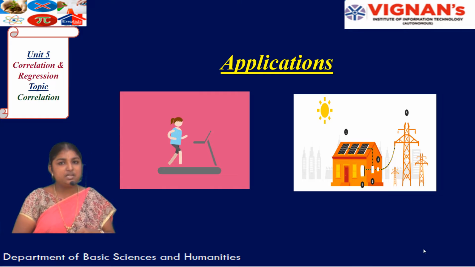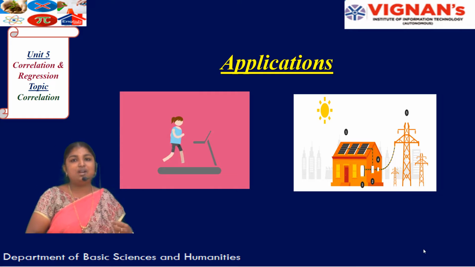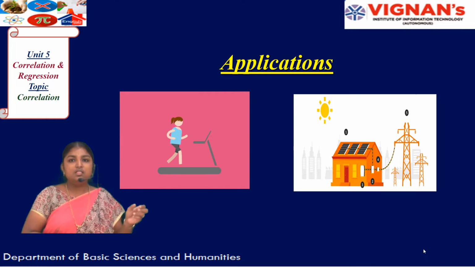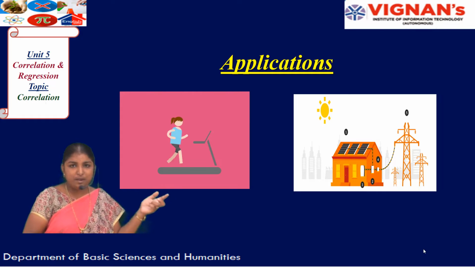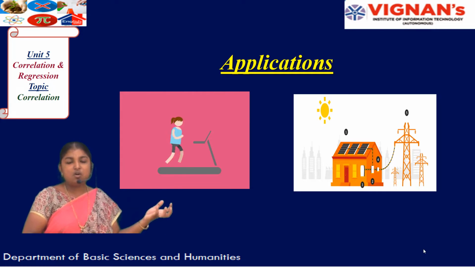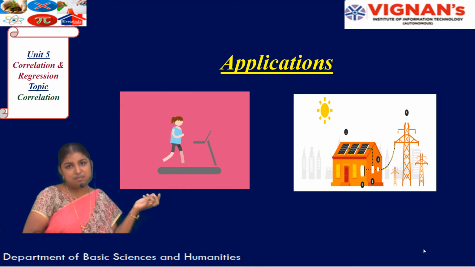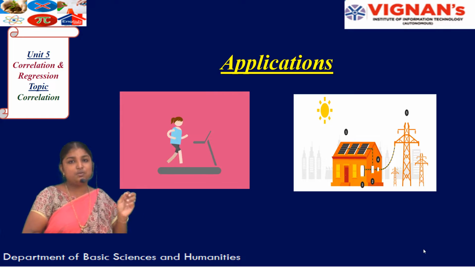In some situations, mathematically we cannot directly calculate the correlation value, that is, how one variable depends upon another variable. The exact correlation value we sometimes cannot find directly. In that case, we use this statistical method to find the correlation value.